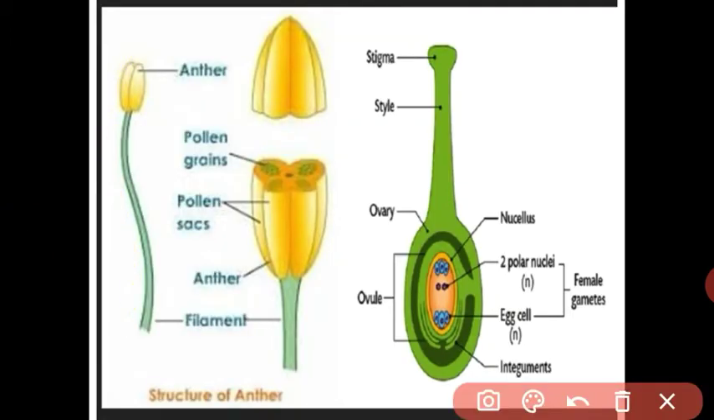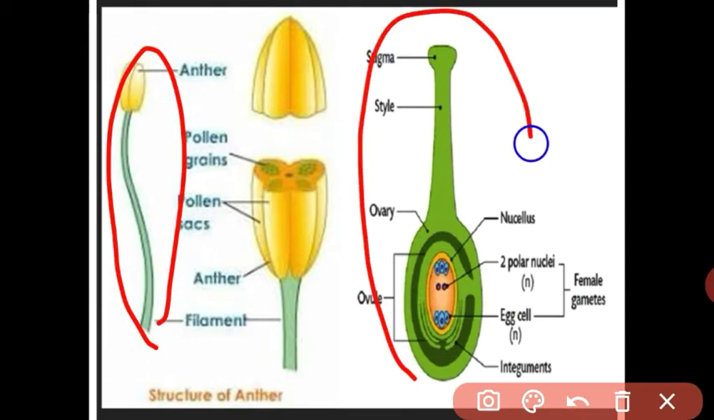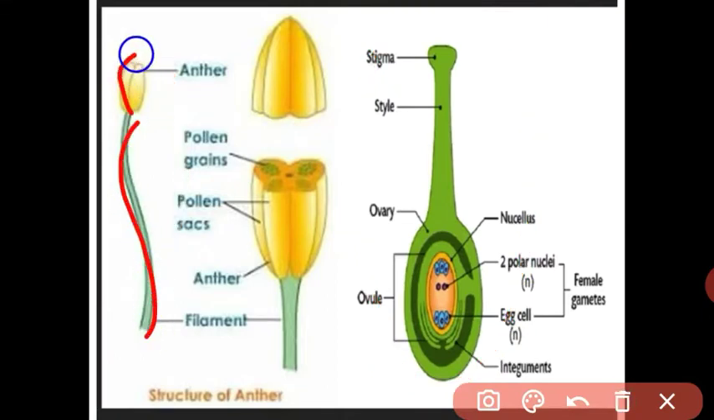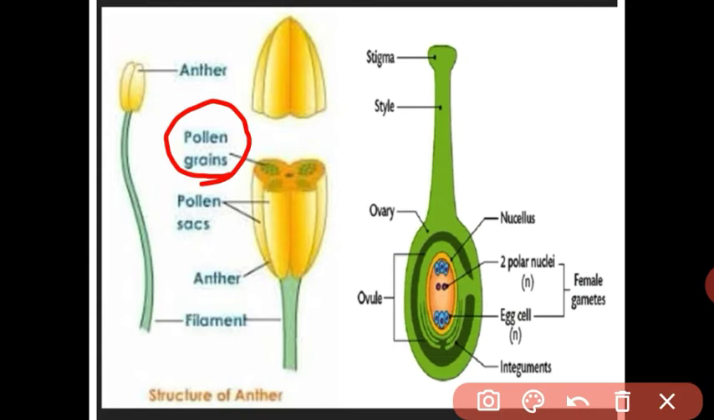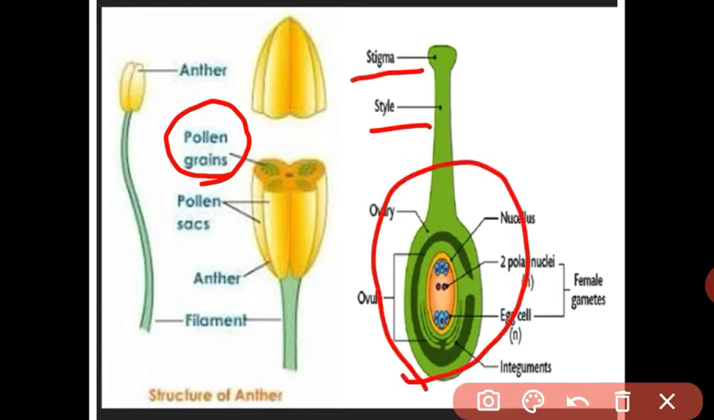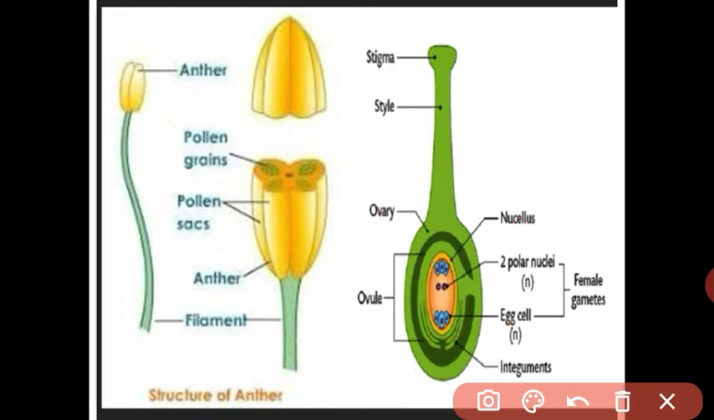This part is called the stamen and this part is called the carpel. The stamen has two parts, the filament and the anther. When we take the vertical section of the anther, we can see a structure like this. This is the pollen tube, and in it there is a pollen grain, and the pollen grain is the male reproductive part of the plant. The carpel has three parts: stigma, style, and this part is called the ovary. The ovary contains the ovules, and the ovules are the female part of the plant.